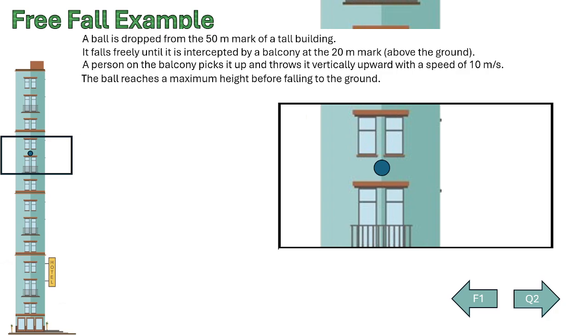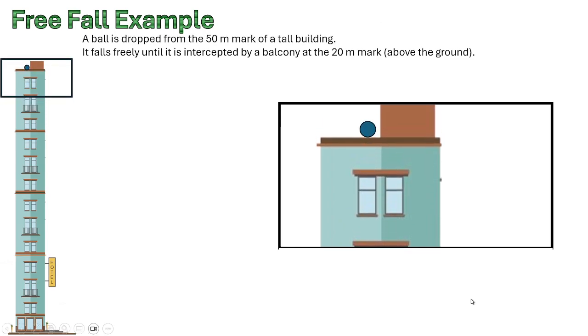The ball reaches a maximum height before falling to the ground. The figure here is the maximum height for our ball that was thrown from the balcony. So the first question is the required velocity of the ball before reaching the balcony. Let's go first to our first figure before answering the first question.